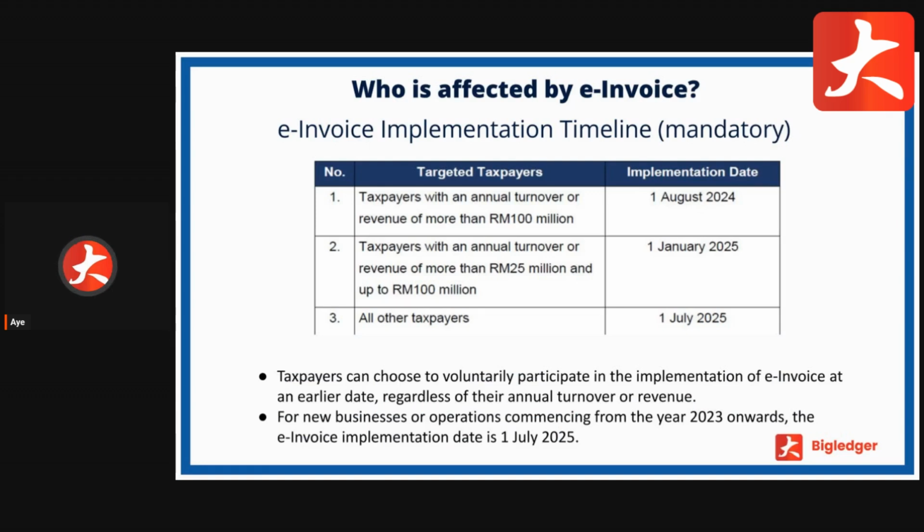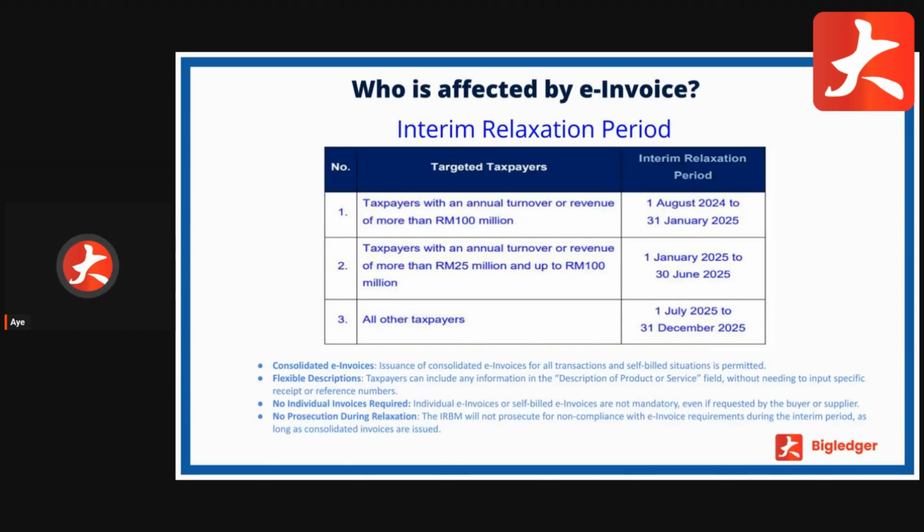Okay, so this is the e-invoice implementation timeline. If the taxpayer's annual turnover or revenue is more than 100 million, then the implementation date is 1st August. For the second phase, between 25 million and 100 million, it is 1st January 2025. Then all taxpayers must implement the e-invoice by 1st July 2025.